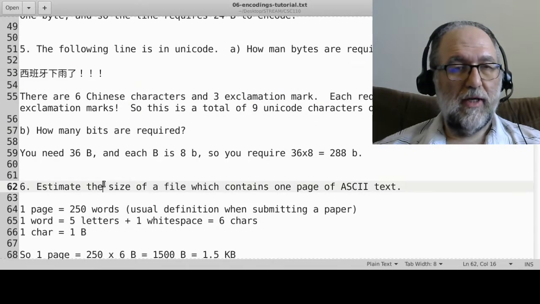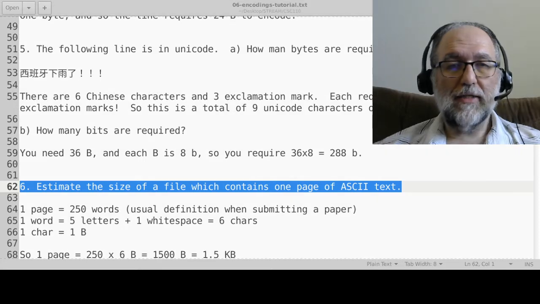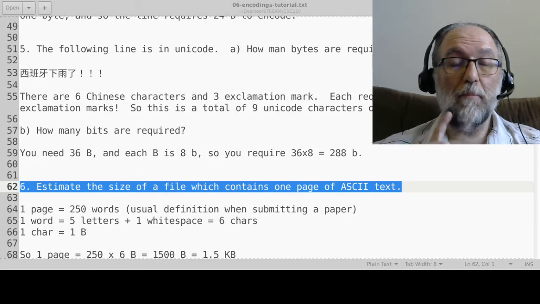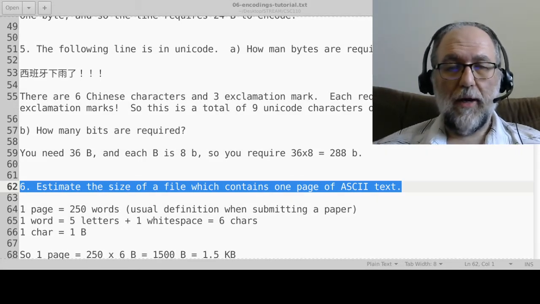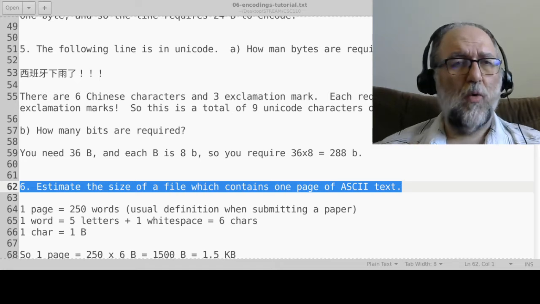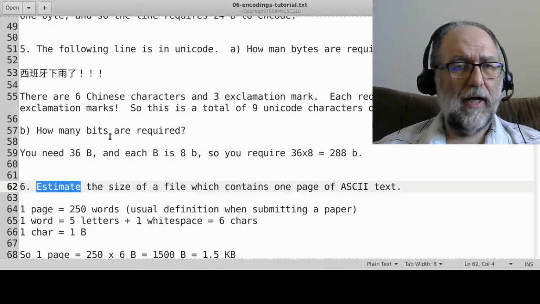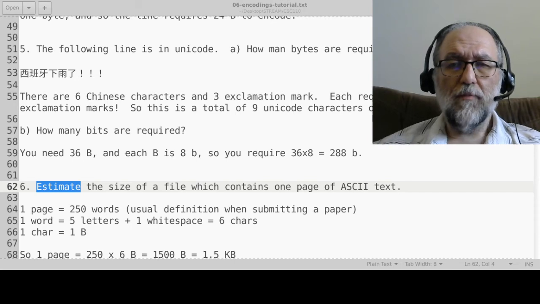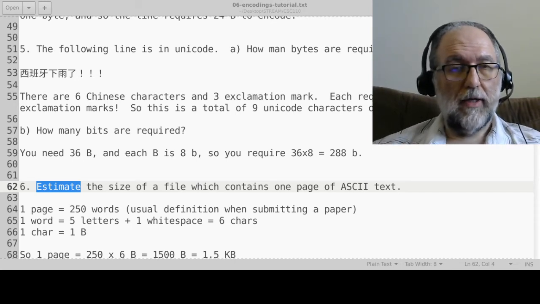Okay, let's do question number 6. Estimate the size of a file which contains 1 page of ASCII text. Now this is an estimate question. We're going to do a lot of these in a future video. We're going to do a lot more word problems than the ones that I'm just doing right now.